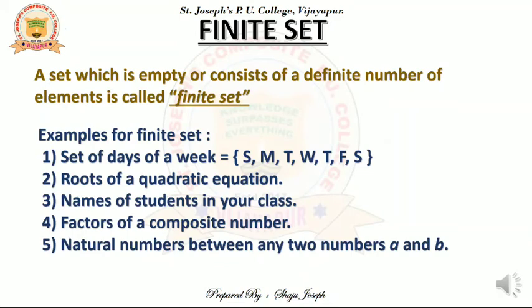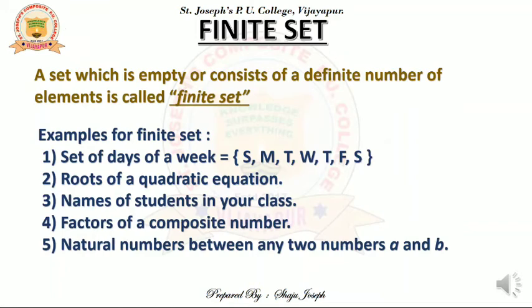Fifth one, natural numbers between any two numbers a and b. Let us take any two numbers a and b, they may be rational numbers or real numbers, any numbers. Let me take some example like 1.5 and 2.3. Now if I try to find natural numbers between these two, as I told you just now, you will find the number 2 in between, right? If I take another example of 0.01 and 0.02, see, there is no natural number lying between these two numbers. Therefore, it will be a null set.